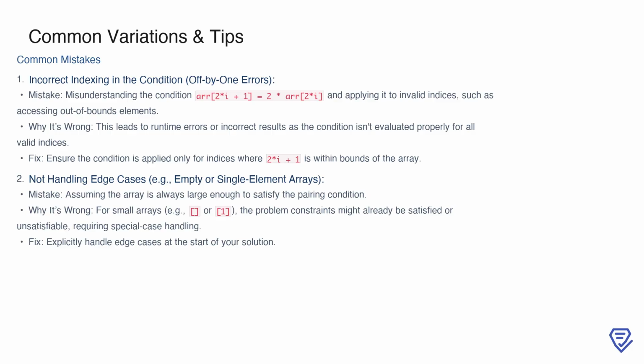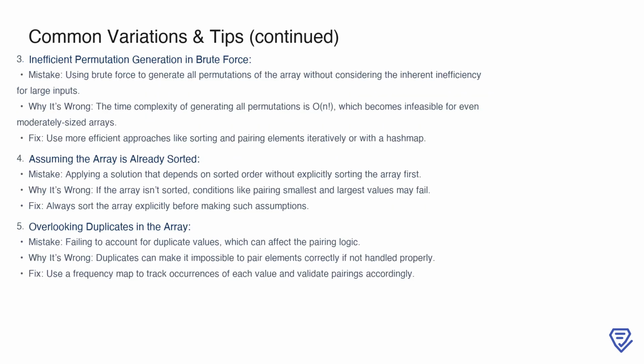For example, an array like [] or [1] might already satisfy or fail the condition without needing further checks, so these scenarios must be explicitly handled at the start of your solution to avoid unnecessary complications later on. Inefficient brute force methods are another trap to avoid. Generating all permutations of an array might seem like a valid approach, but since the time complexity is factorial, O(n!), this quickly becomes infeasible for larger inputs.